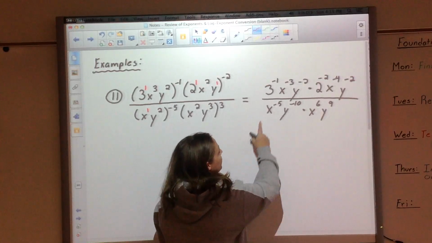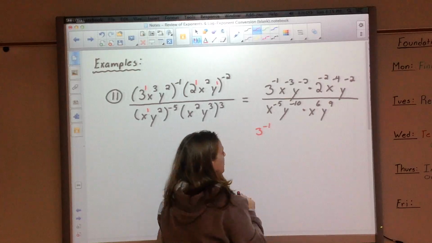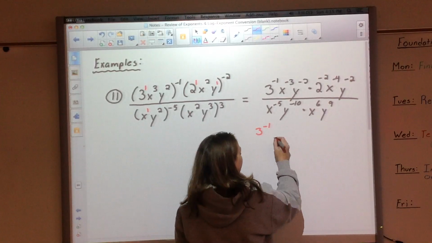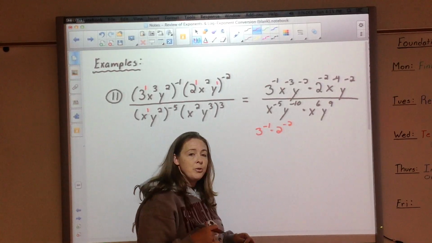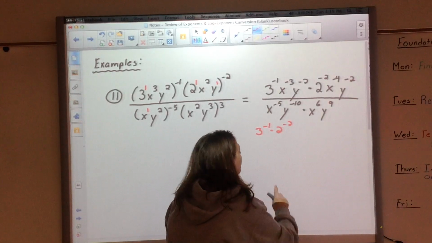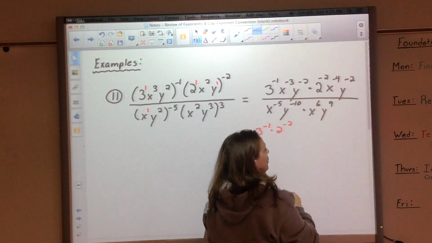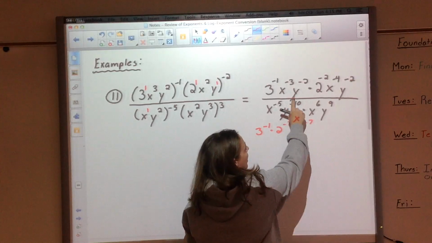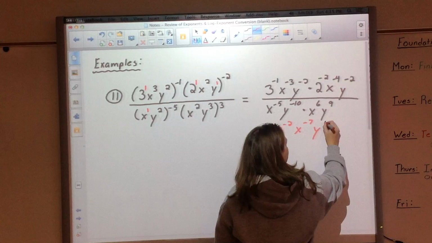So we have 3 to the negative 1. Remember, I'm not moving anything yet. I just want to combine my variables. That's it. Okay, then times 2 to the negative 2. When we get all those moved, we can multiply them out and get them all simplified. But for now, we're just going to leave it. Then we have x to the negative 3 and x to the negative 4. So we add our exponents, which gives us x to the negative 7. And then y to the negative 2 plus negative 2 is negative 4.